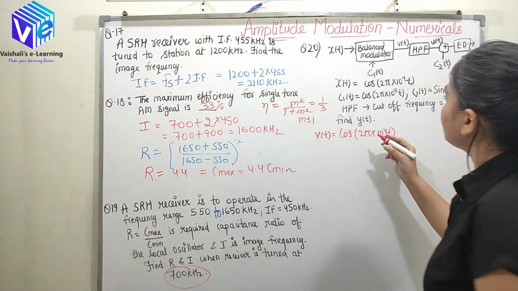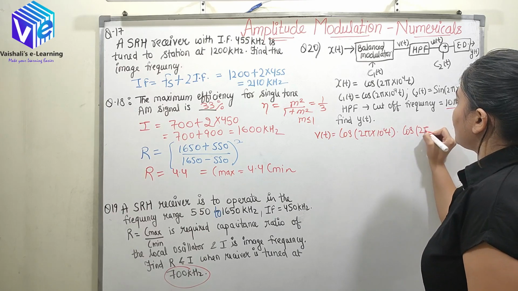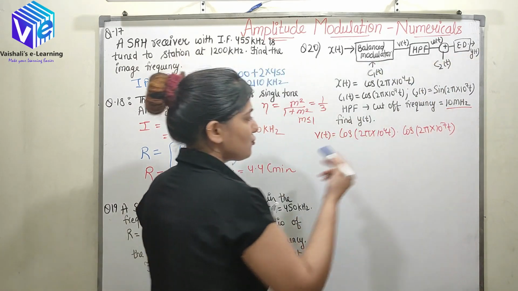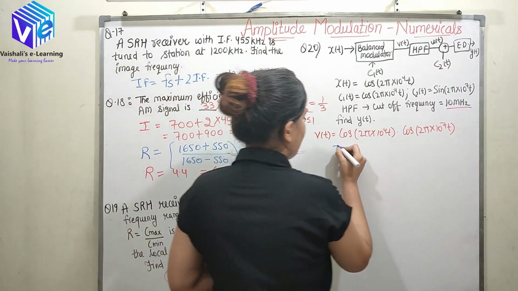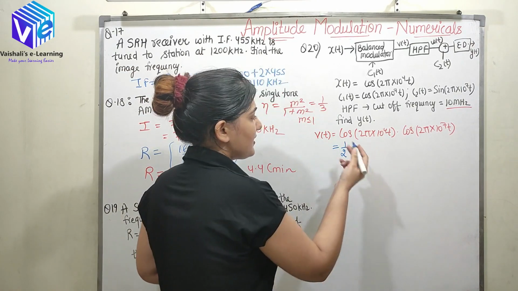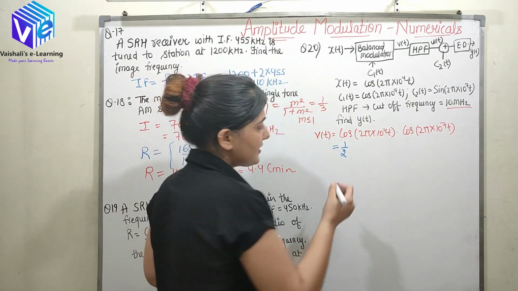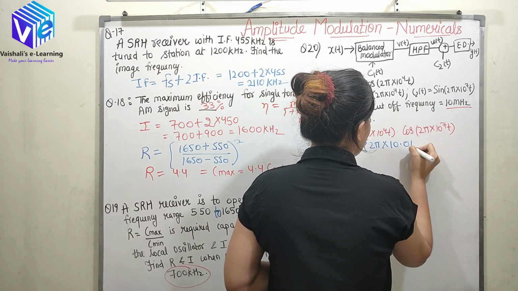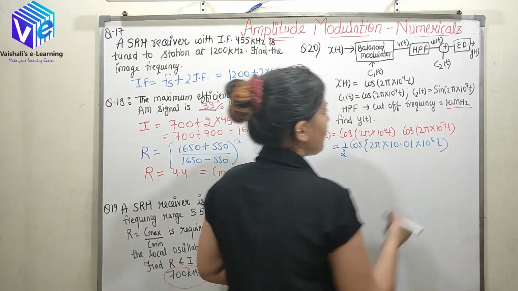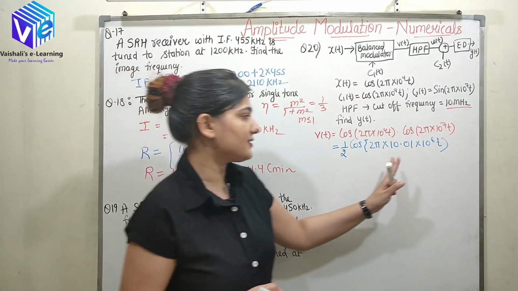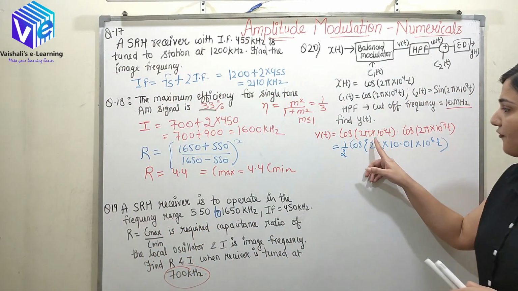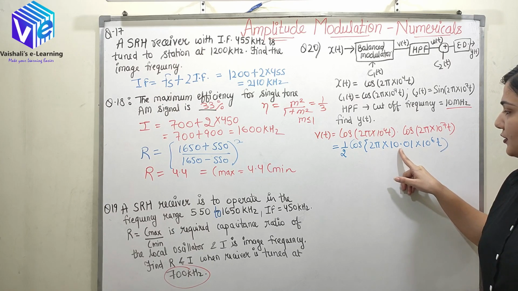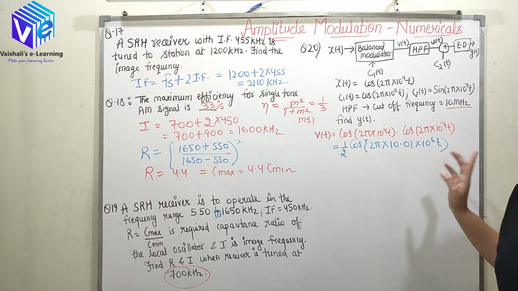It is multiplied with c1t, which is cos 2 pi into 10 raised to power 7t. So now when these two cos are multiplied, I'll be getting half of cos of a plus b plus half of cos of a minus b. So what is cos of a plus b? 2 pi into 10.01 into 10 raised to power 6. So I am representing it in the form of 10 raised to power 6, and if I add 10 raised to power 4 plus 10 raised to power 7, I'll be getting 10.01 into 10 raised to power 6.